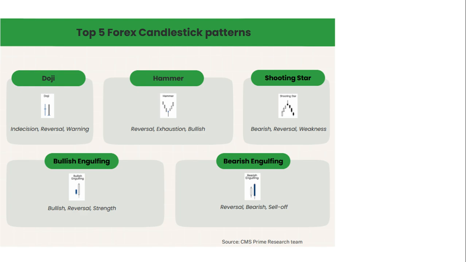Okay, now let's also look at the top 5 forex candlestick patterns. The top 5 forex candlestick patterns are the doji candlestick pattern, the hammer candlestick pattern, the shooting star candlestick pattern, the bullish engulfing, and the bearish engulfing. Most of the time when it comes to a change in trend, it comes in this form. Like for the doji, you can see the second candlestick closed below the body of this candlestick pattern. In this case, understand that this is an indecision reversal warning.